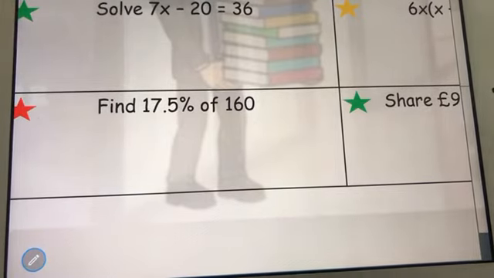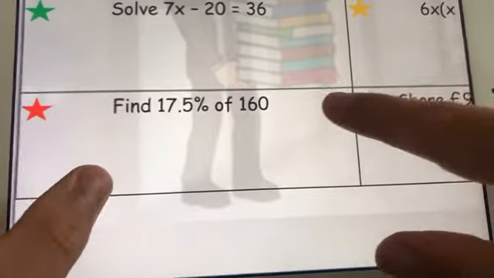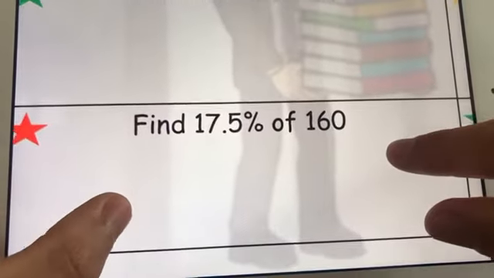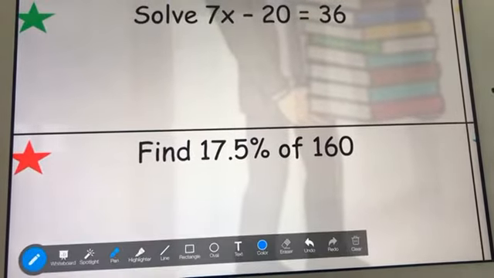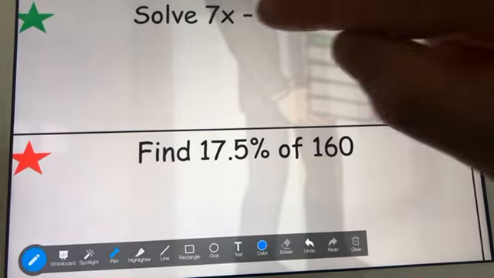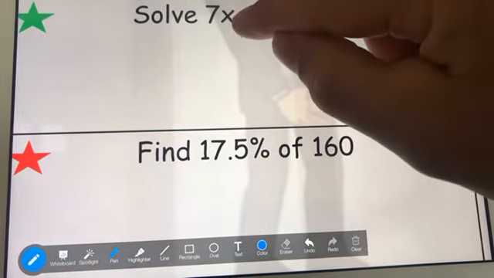7x take away 20 equals 36. Just a bit of solving equations, okay? Very straightforward. I like solving equations. I find them really easy. You just got to do the same things essentially every time. I want to get rid of that minus 20, so I'm going to add 20 to both sides.